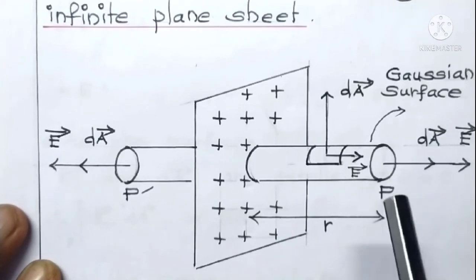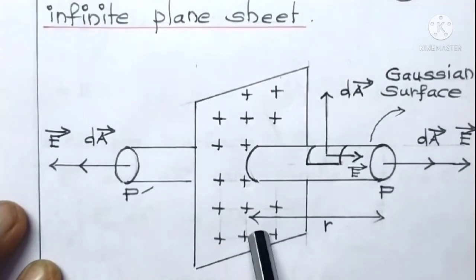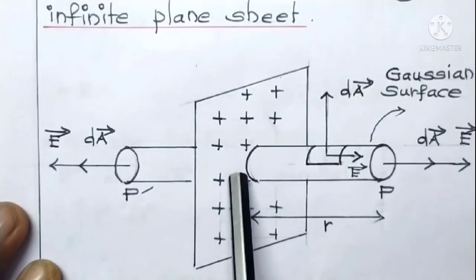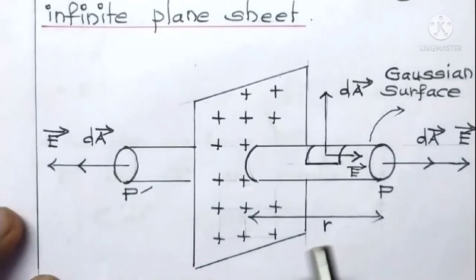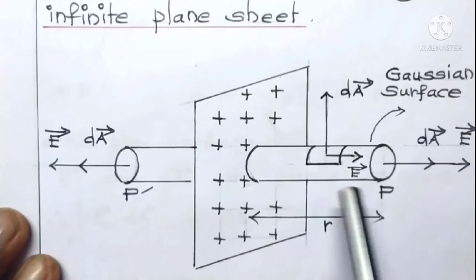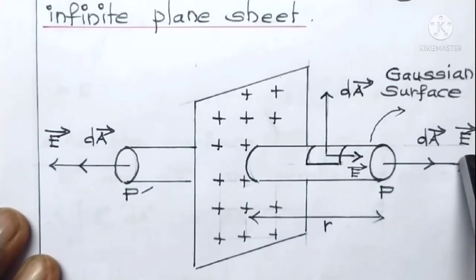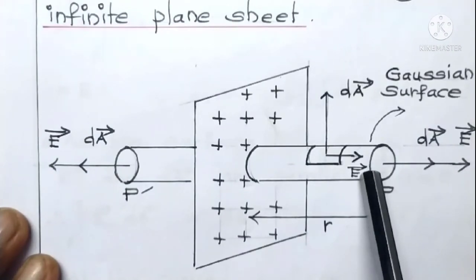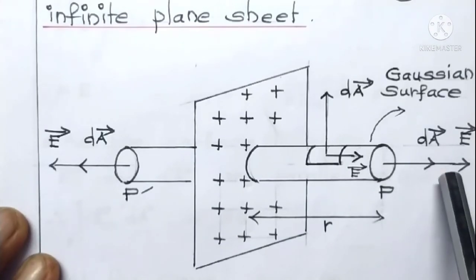And again, what is the direction of the electric field due to this charged plane sheet? It directs both in this direction and also in this direction. So in this direction, this E vector represents the direction of the electric field due to this plane sheet. Now, what about this E vector and dA vector? They are in the same direction. So the angle between them is nothing but 0.